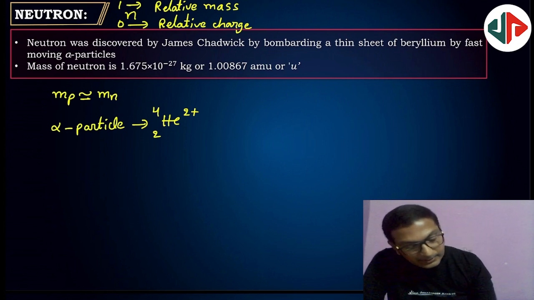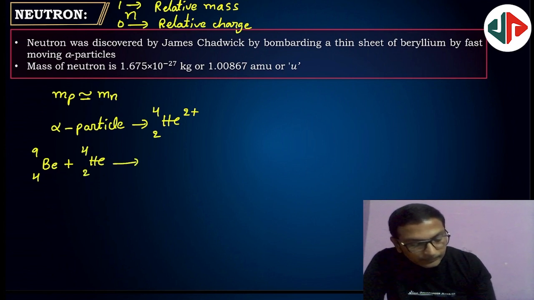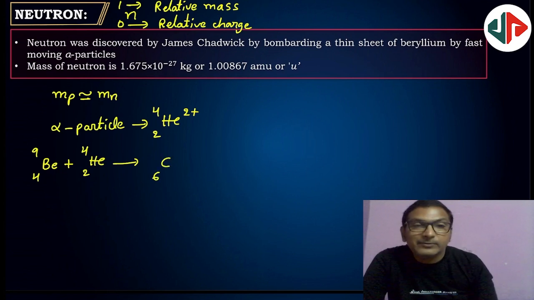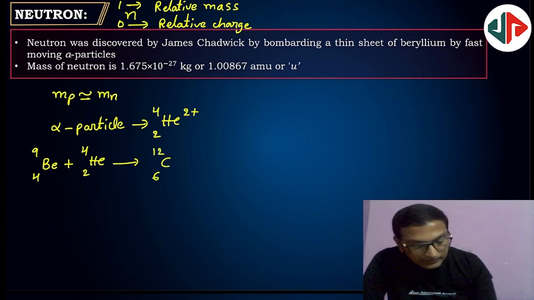Nuclear equation: we take beryllium 4, 9 plus alpha particle He 4 2. It will give 4 plus 2, 6. That means carbon. 9 plus 4, 13. Here write 12 plus N, 0, 1. Neutrons will be emitted in this process.